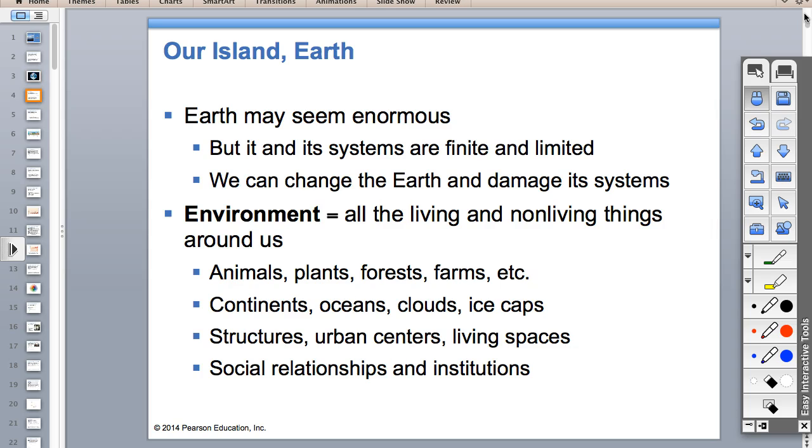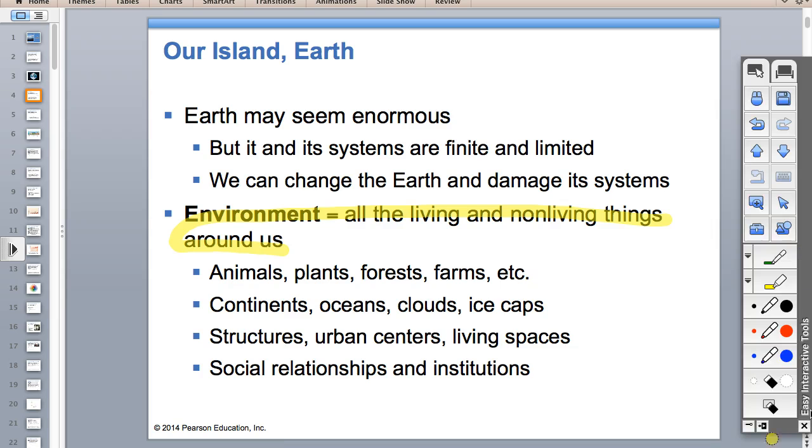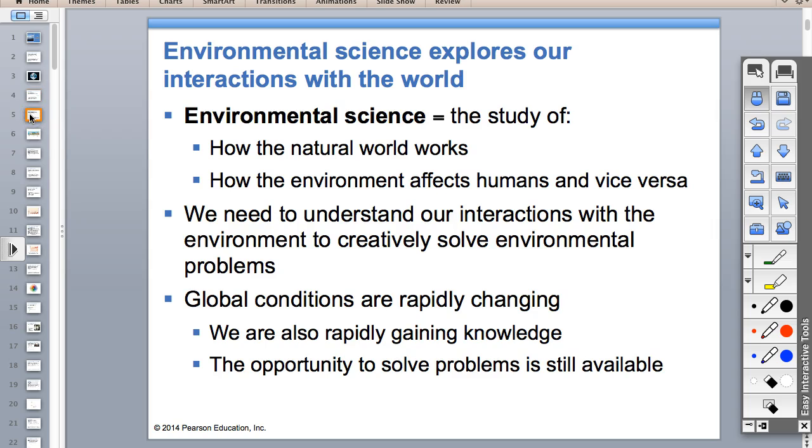The environment, on your summer work quiz, you had to study the words biotic and abiotic. The environment is basically all the biotic, which is living, and the abiotic things around us. It includes everything. And so, like I said, environmental science is going to be studying how we're interacting with it: how the world works, how we affect it, how it affects us, and how we're changing it.